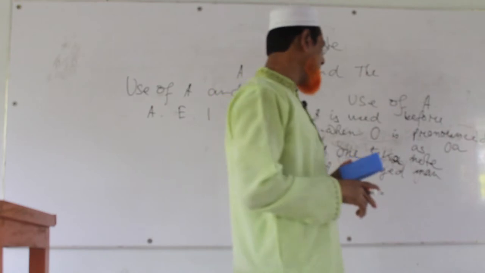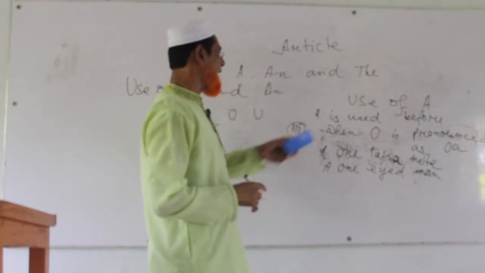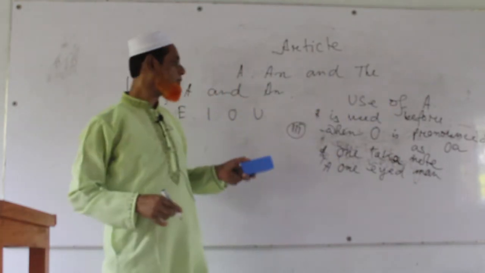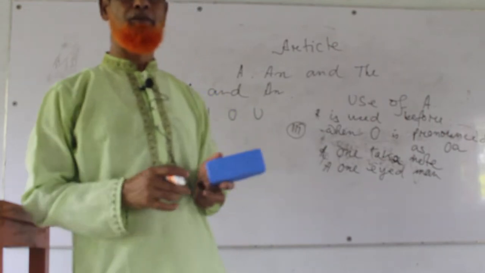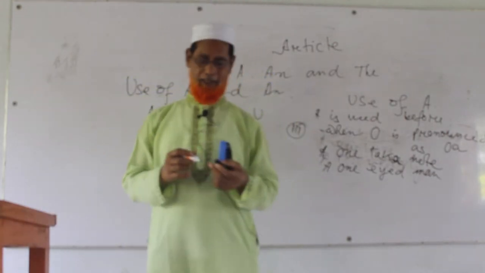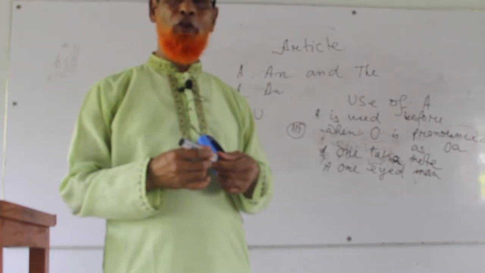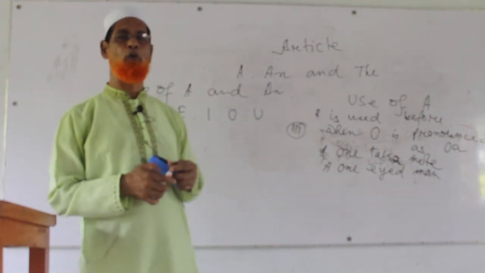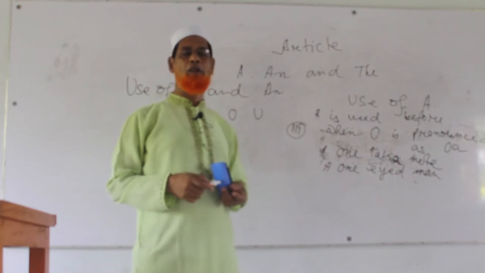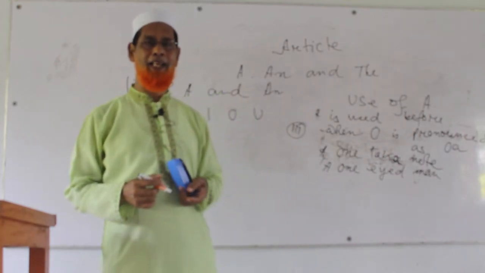Understand? Am I clear? Hello. We have got use of a. A is used before number 1, the words that start with consonant, like a book, a boy, a cat, etc.